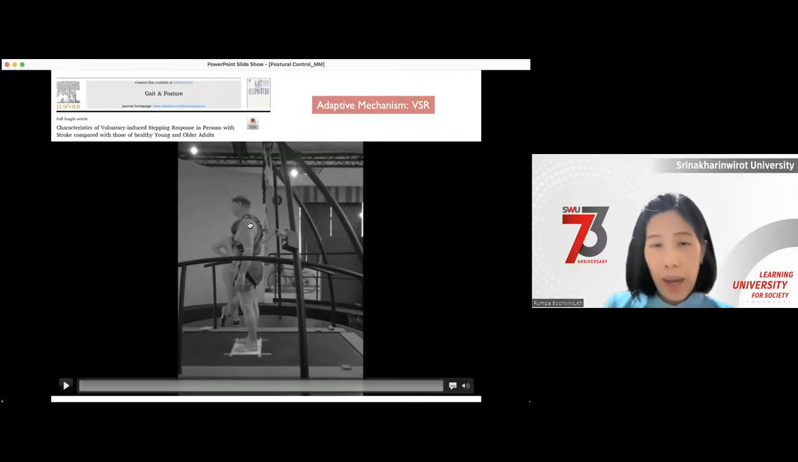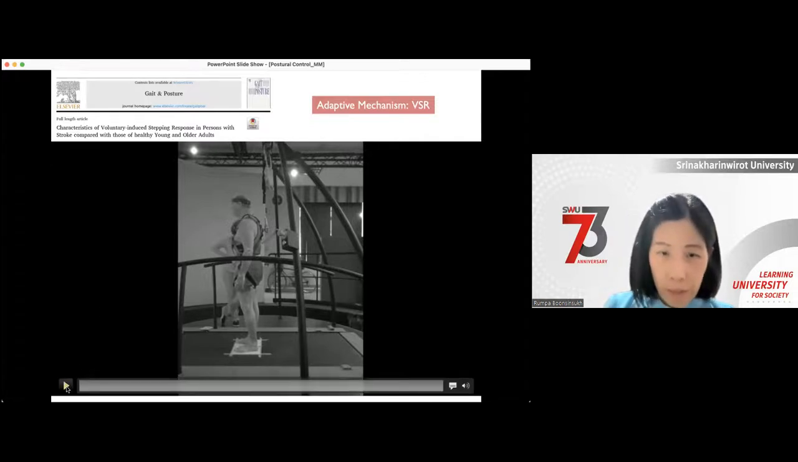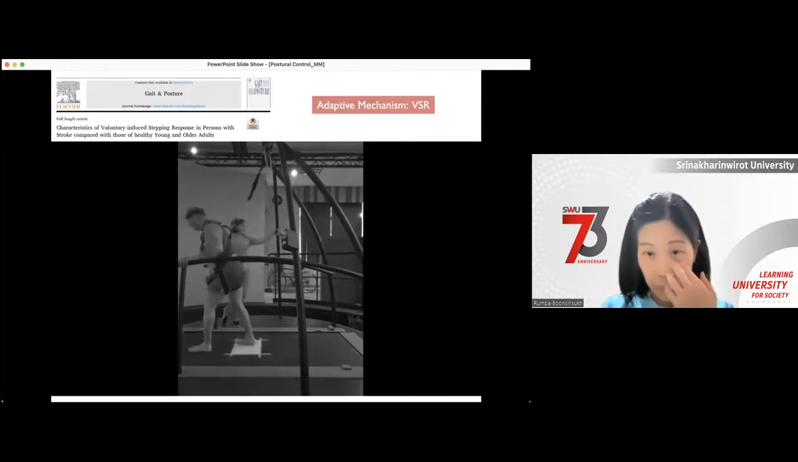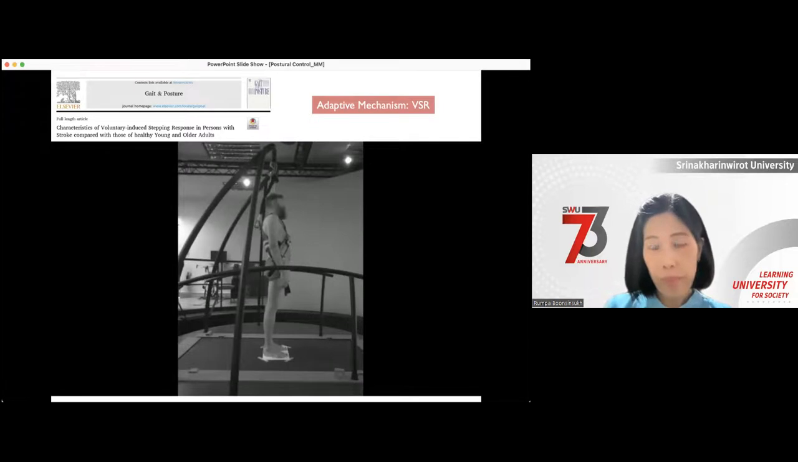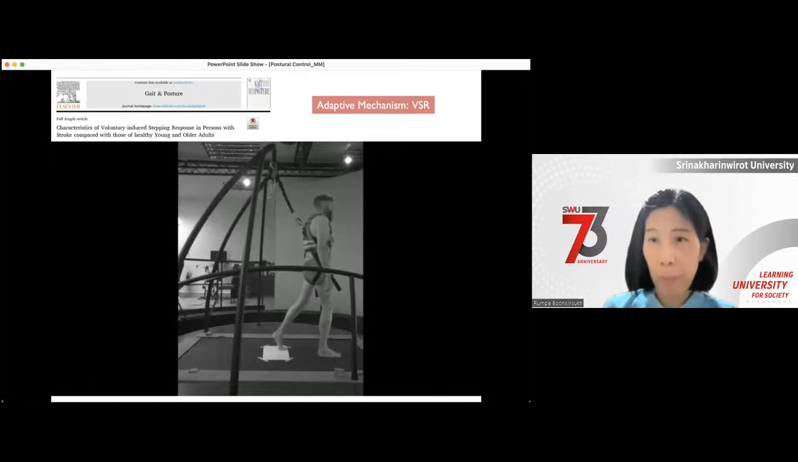Voluntary VSR is performed by asking the patient to lean forward, voluntarily lean by themselves as much as possible until they feel that they are going to lose their balance, and then they take a step. Okay, so this is a video, lean, take a step. Lean and take a step. So it's kind of self-induced stepping, protective stepping response.